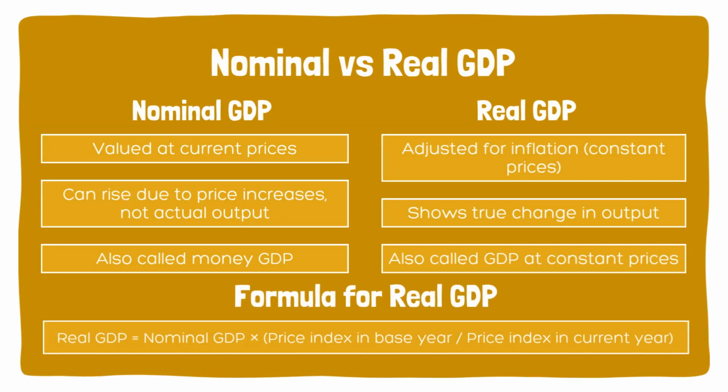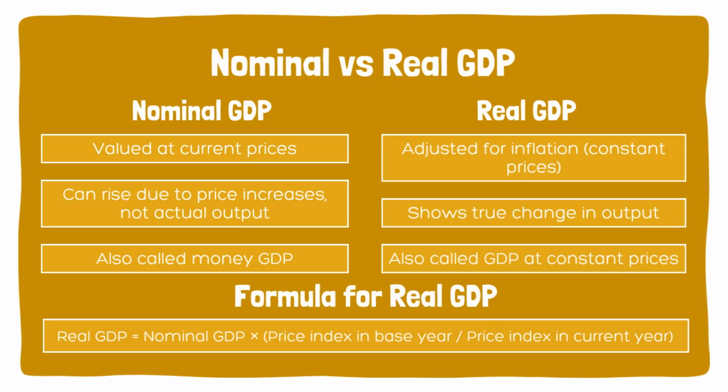When GDP is first calculated, it is usually measured as nominal GDP, also called money GDP or GDP at current prices. Nominal GDP measures output using the prices that exist at the time and is not adjusted for inflation. Because of this, it can give a misleading impression of economic performance. For example, if prices rise significantly while the quantity of goods produced remains the same, nominal GDP will also rise even though real output has not increased.